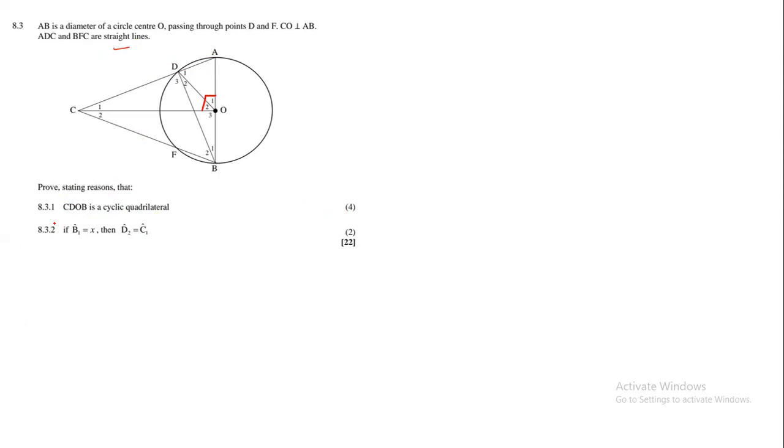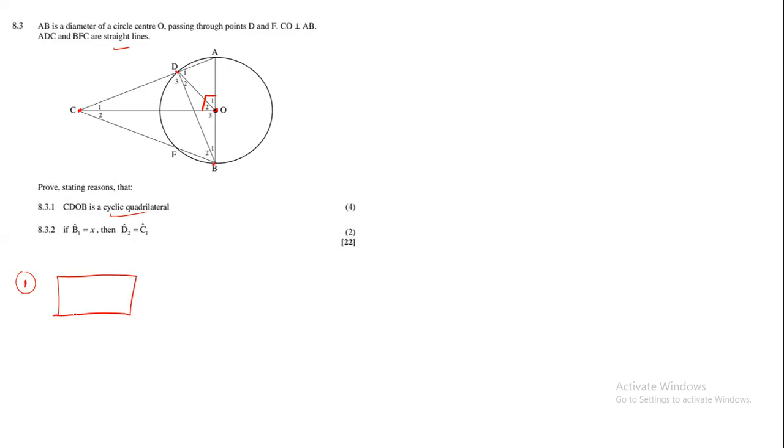Now, let's have a look at what they are talking about. CDOB. C, D, O the center, and B. This thing over here, they say to you, prove it is a cyclic quadrilateral. Before we get to this question, this is what I want us to do. When they say to you, prove that a diagram is a cyclic quadrilateral, these are the basic things that you need to know, okay? Number one, this is the first situation that you need to know as a basic.